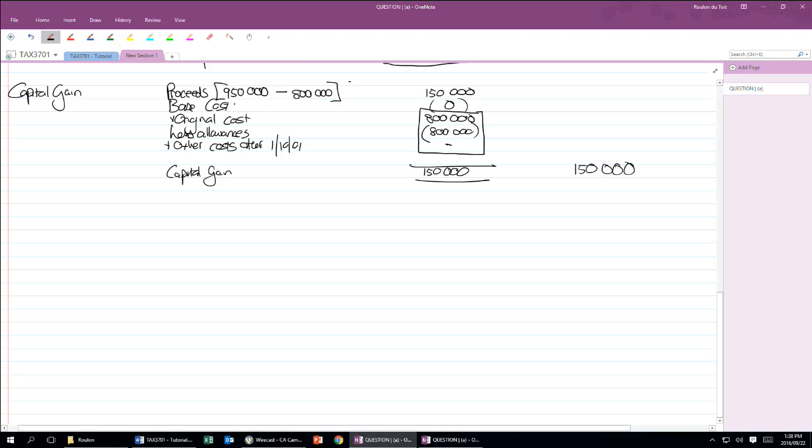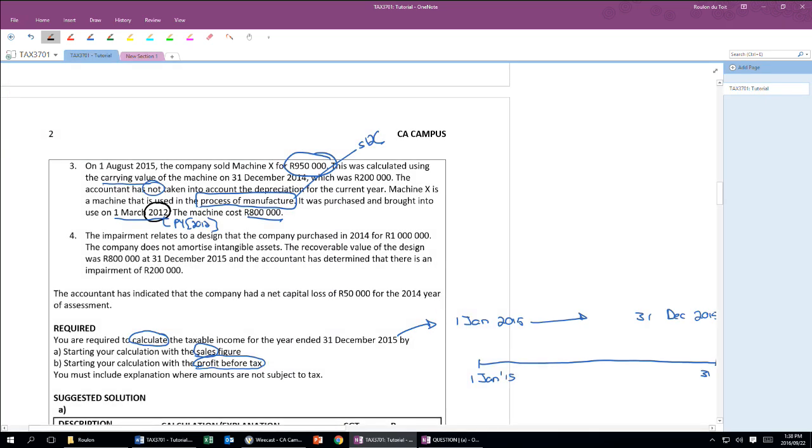So already you should see impairment is not a tax concept that we have. So I'm going to just go back to our solution. Let's just put it down. Impairment. I was going to say it's an accounting entry. Right, so no deduction. So let's see what it then says. It says the impairment relates to a design that the company purchased in 2014. So they bought a design for R1 million.